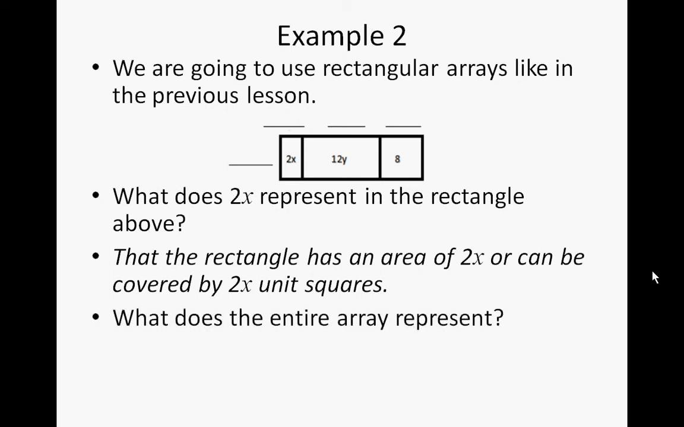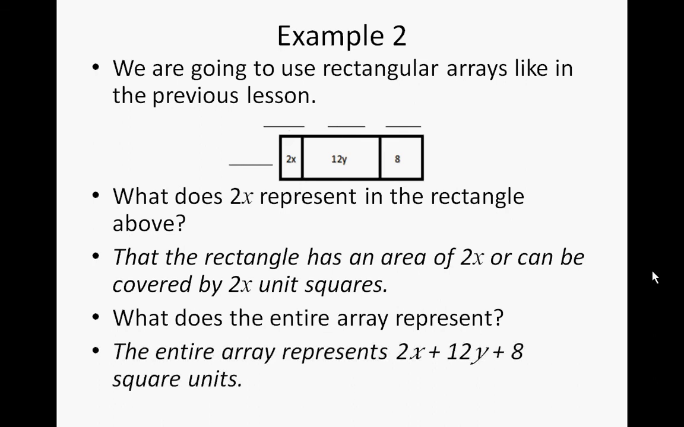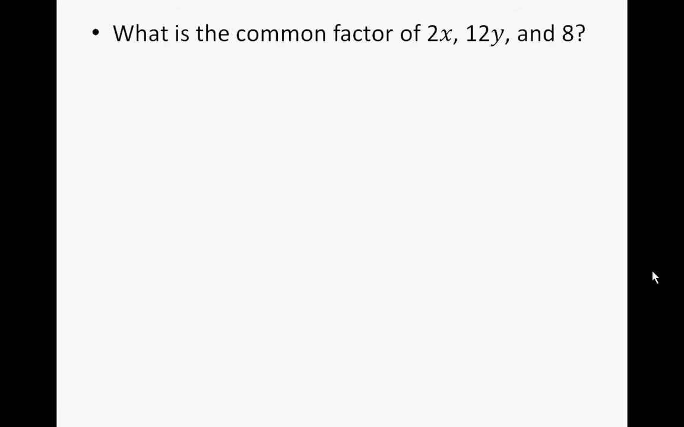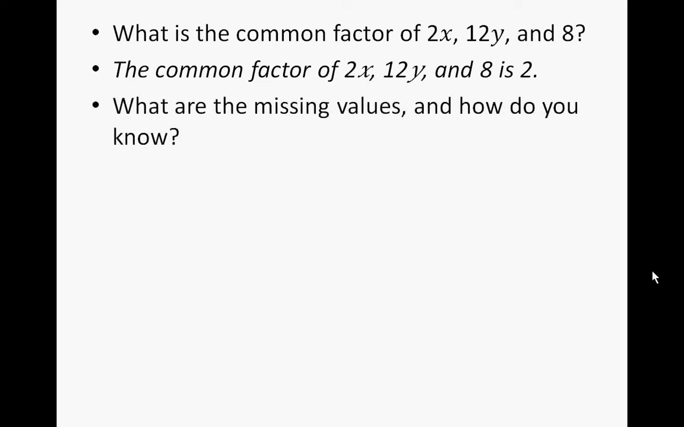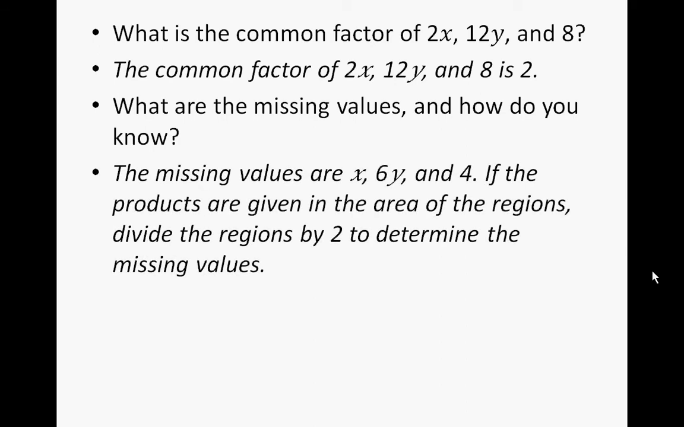So what does the entire array represent? Well, the entire array represents 2 times x plus 12y plus 8 square units. And what is the common factor of 2x, 12y, and 8? Well, the common factor for these 3 terms is 2. So what are the missing values and how do you know? Well, the missing values are x, 6y, and 4.